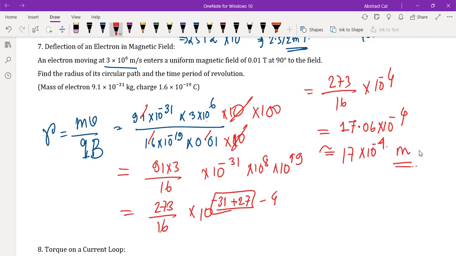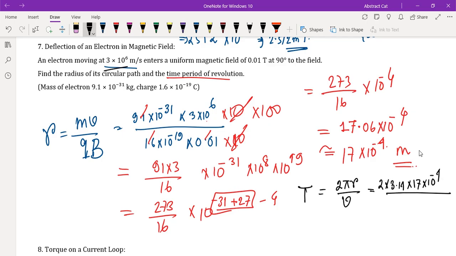Now what is the time period of the revolution? Time period T is equal to 2 pi r by v. Here 2 pi is 3.14, r is 17 into 10 to the power minus 4, divided by v, the velocity, which is given as 3 into 10 to the power 6.